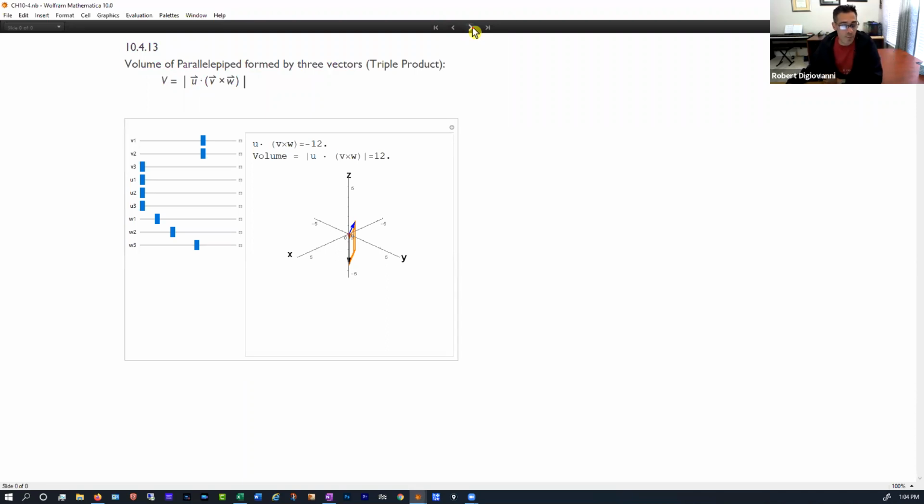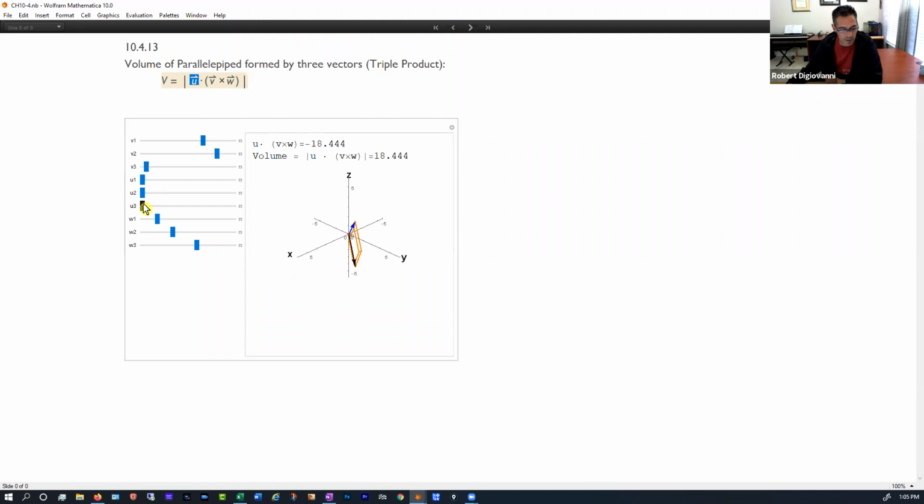This is called the triple product. So if you take three vectors this time, and you cross two of them, take that answer, which is a vector, and dot it with a third vector, and then take the magnitude of that, what you will get is the volume of the parallelepiped. It's basically the volume of this box.